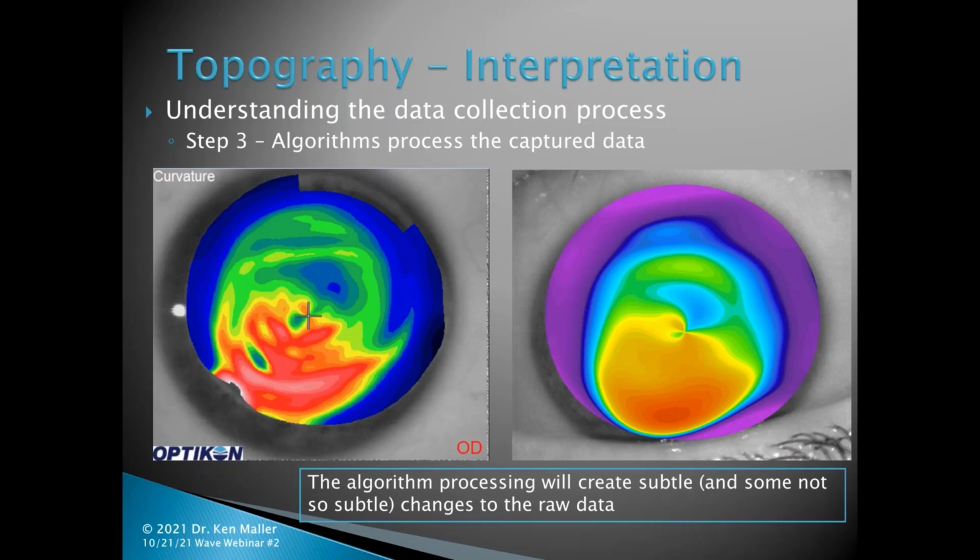captured, and they can create very subtle changes to the raw data. Sometimes the changes aren't really all that subtle. Sometimes they're actually fairly significant. And so you do need to be aware of this depending on which instrument you're using to design the lens.